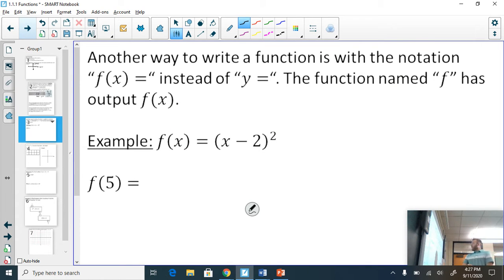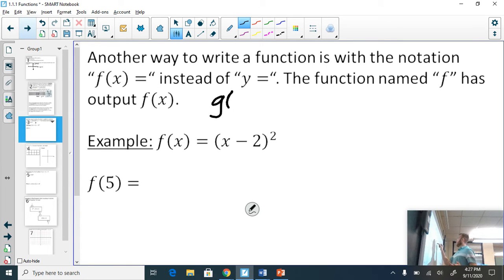Another way to write a function is with the notation f of x equals instead of y equals. You call a function f and it has an output f of x. To make that a little more simple, you can essentially just replace f of x with y. And you can call it anything, right?